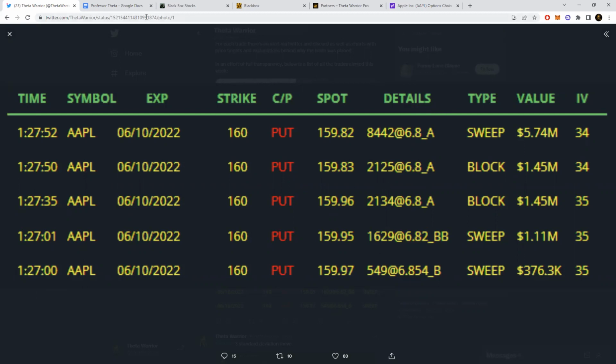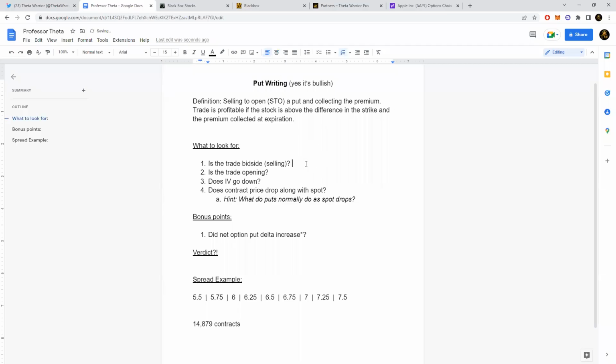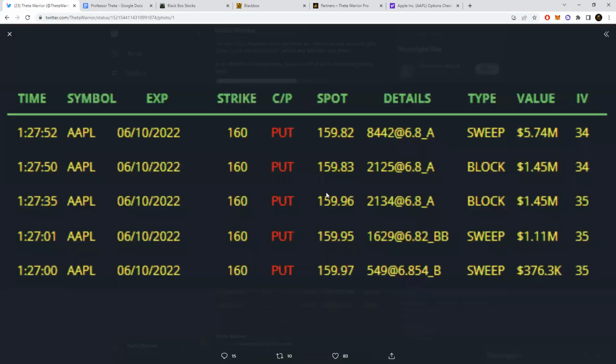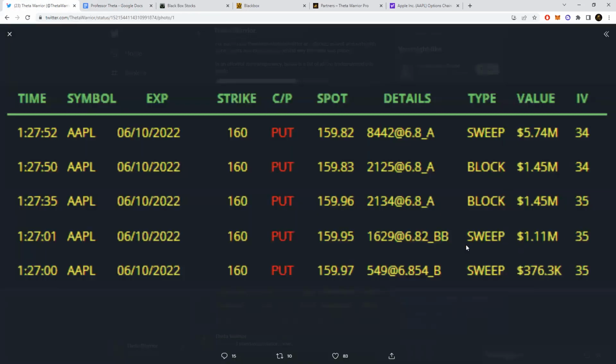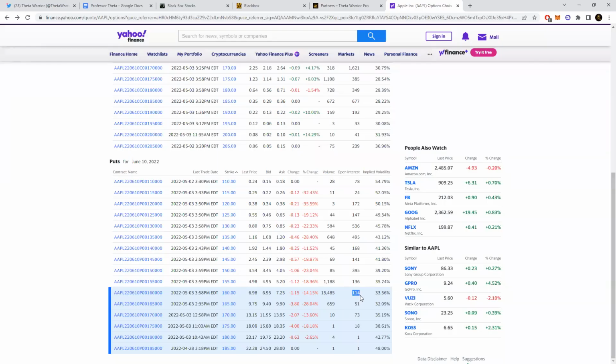But first, before we get into that checklist, yes. Trade is bid side to start. We got our first 2 main lines, about $1.4 million on the bid. Is the trade opening? Now we kind of just went into that. This is all yellow. So we know that it's above the open interest. The open interest coming in today was only 114 contracts.